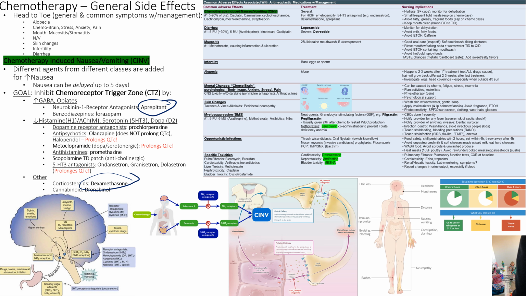CINV. Okay, so nausea, vomiting, skin changes. They'll get rashes. They'll get the peripheral neuropathy and such. So peripheral neuropathy, obviously, they're a fall risk, but also with rashes, they can be photosensitive. So we're going to be recommending sunscreen, hats, sunglasses, all that fun stuff. What else? Infertility. So they can bank their eggs or sperm. So infertility.